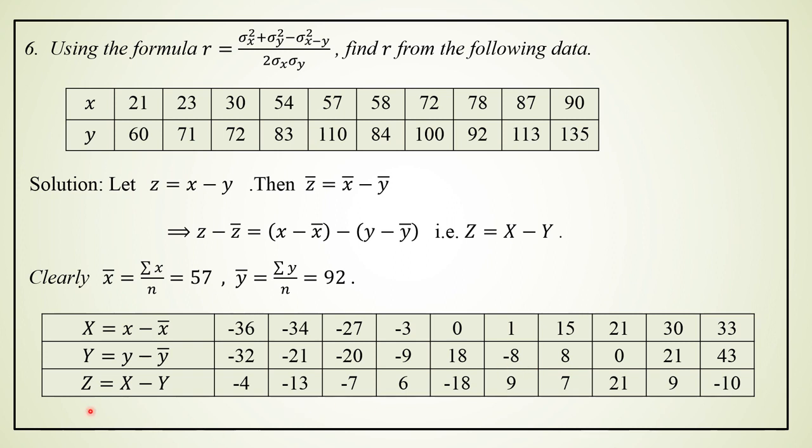Okay. And the value of capital Z over here is x minus y, that is minus 36 plus 32, that is minus 4, minus 34 plus 21, that is minus 13, minus 27 plus 20 is minus 7, minus 3 plus 9, that is 6, 0 minus 18, that is minus 18, 1 plus 8, 9, 15 minus 8, 7, 21 minus 0, 21, 30 minus 21, 9 and 33 minus 43, it is minus 10. Okay.